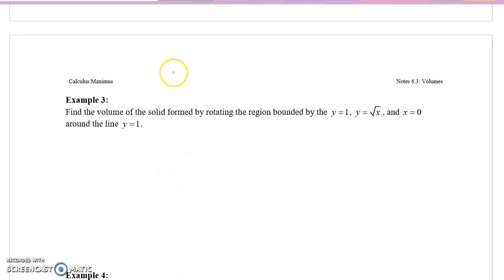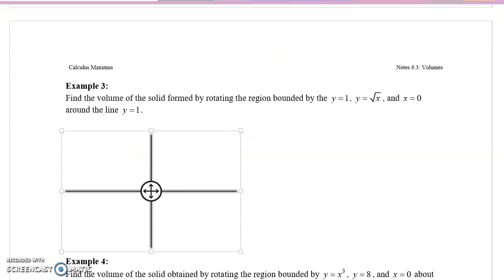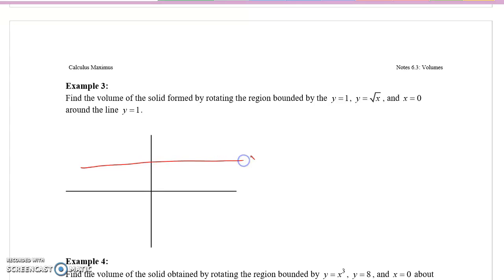And what's going to happen on this one? Well, let's take a look. We still have a region. Oops, forgot to axisify my mouse. There's the axis. So we still have a region that we can graph. We've got the line y equals 1, the same curve, y equals the square root of x, and we've got x equals 0. Well, that's the y-axis. So that's right here.